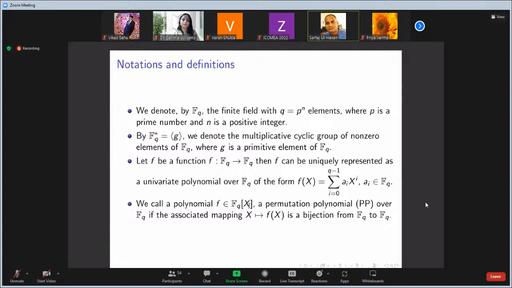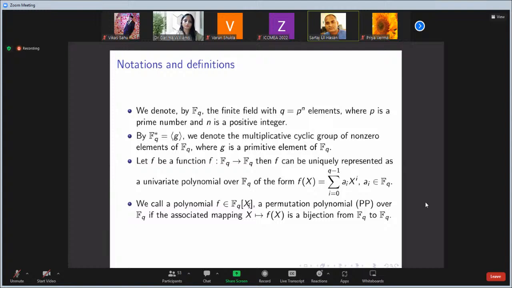If you take any function from the finite field to itself, then it turns out that it can always be uniquely expressed as a univariate polynomial of degree at most q minus 1. That can be done by using Lagrange interpolation or otherwise. It is not very difficult to prove this fact, and those who are interested can look at the book by Lidl and Niederreiter on finite fields, which was published by Cambridge University Press.